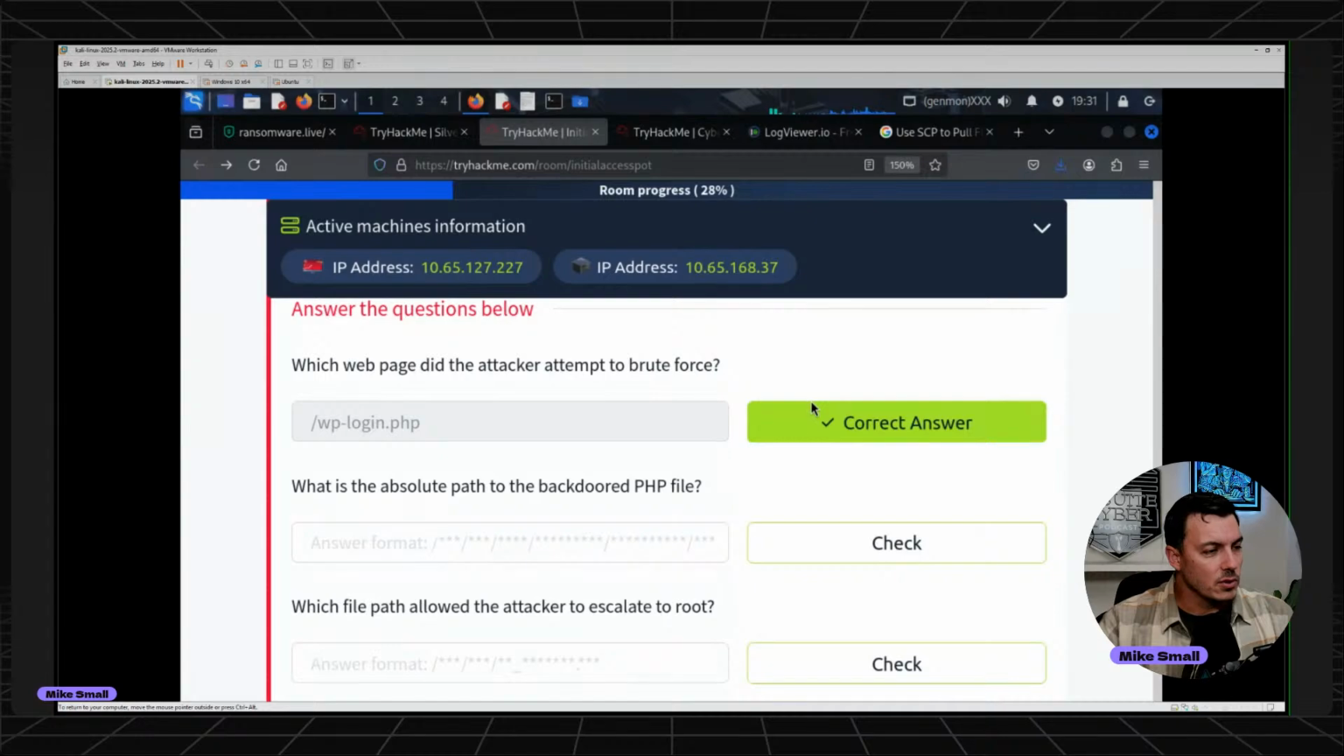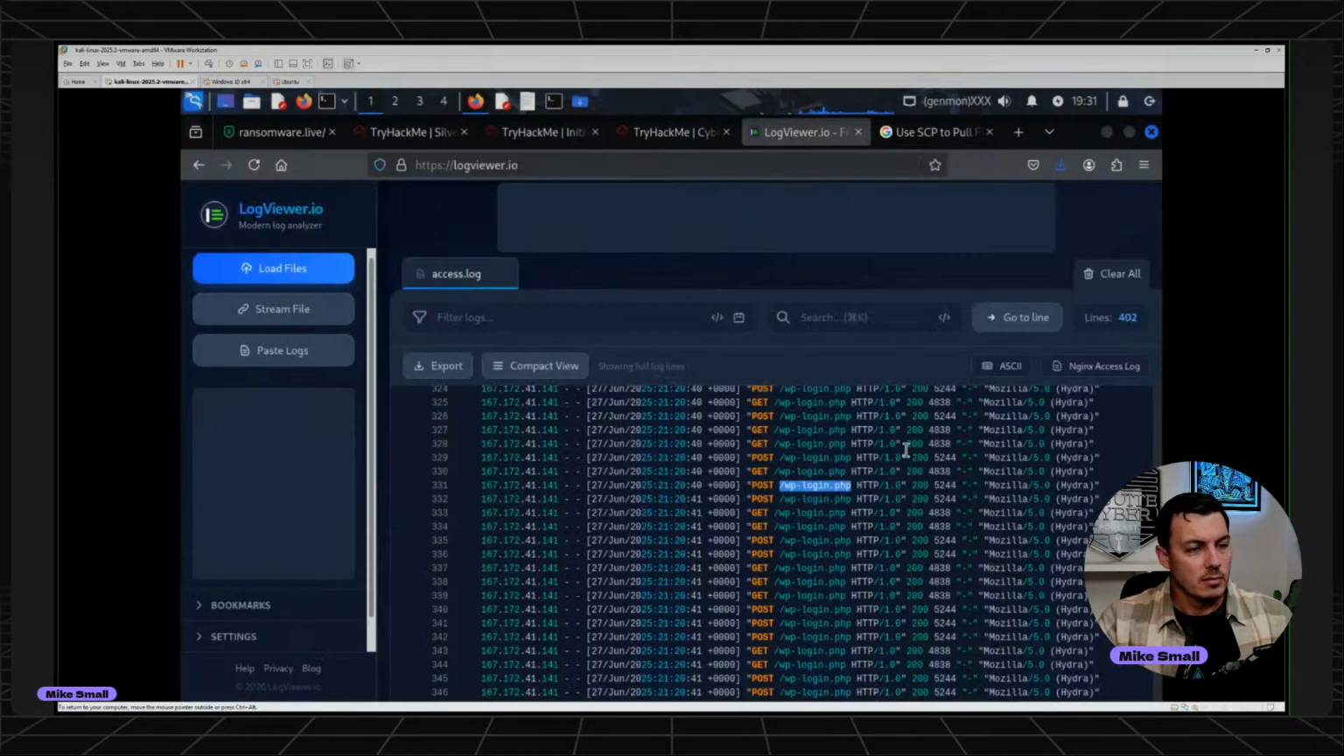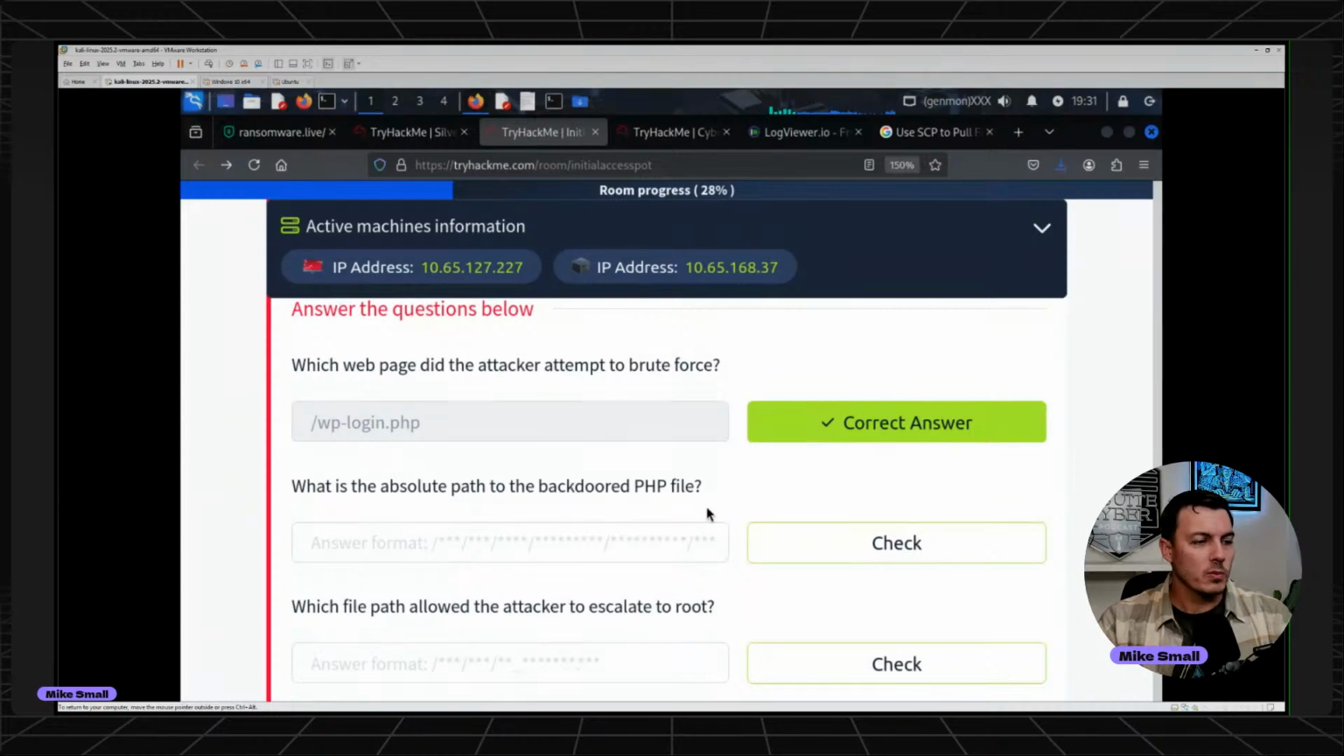What is the absolute path to the backdoored PHP file? So let's get oriented before we dive into this one. This one is going to be a little bit of a wild ride, so hang in there. Coffee break first. All right, so when we're reading this, actually, let me go back to it. When we're reading this, I want you to be processing this information in your mind. What is the absolute path to the backdoor PHP file?